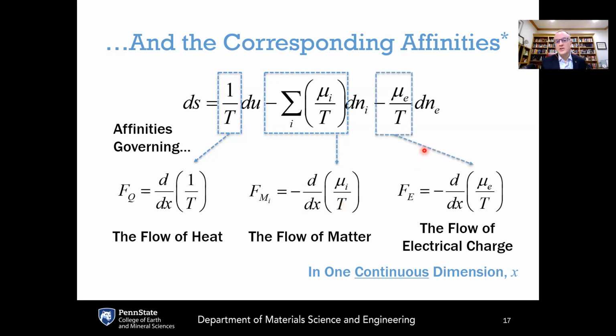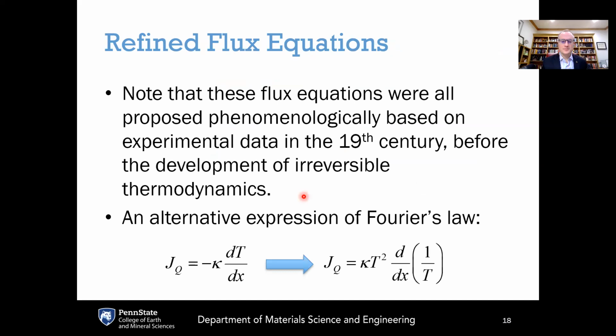And for the electrical charge, likewise, we use the prefactor here, which is simply minus the chemical potential of the electrons divided by temperature. So any inhomogeneity there, in other words, any gradient there, gives us a non-zero affinity for the flow of electrical charge. What I'm showing here is in one continuous dimension x, this x derivative. You can write any of these in terms of the gradient operator as well, which is especially helpful if you're dealing with more than one dimension.